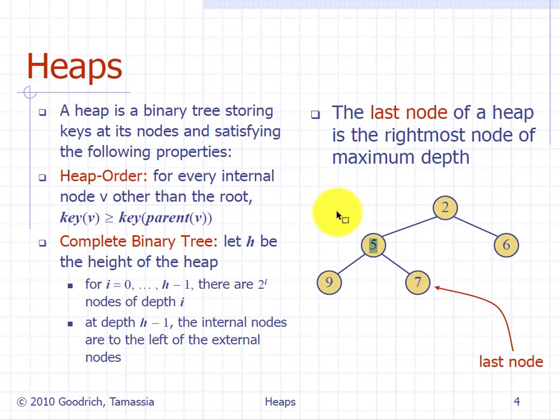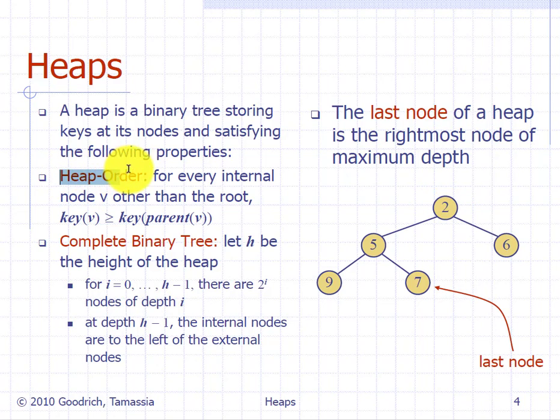This is important, and it also extends to the external nodes. So you have here 9 is greater than 5, 7 is greater than 5, 5 is greater than 2, 6 is greater than 2. So this is for the min heap. In this case, you can see the minimum is on top, the smallest value is on top.